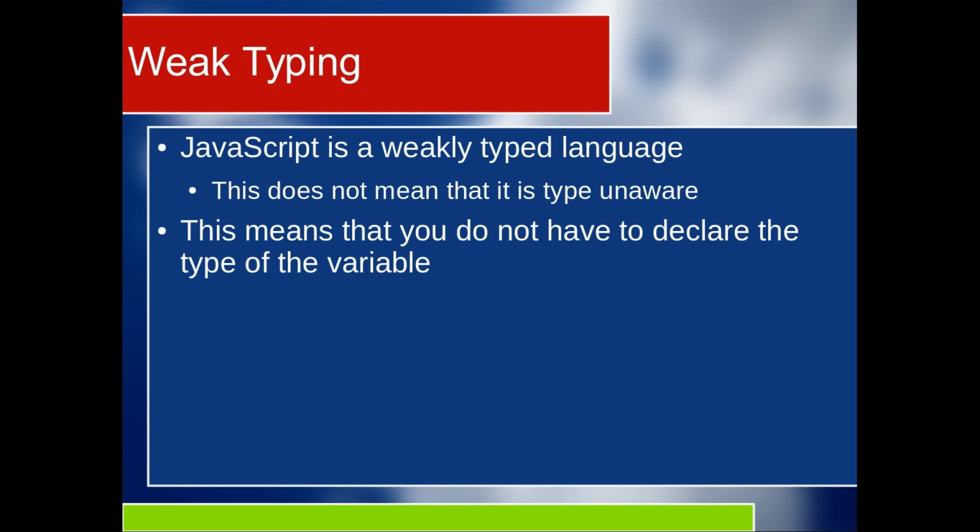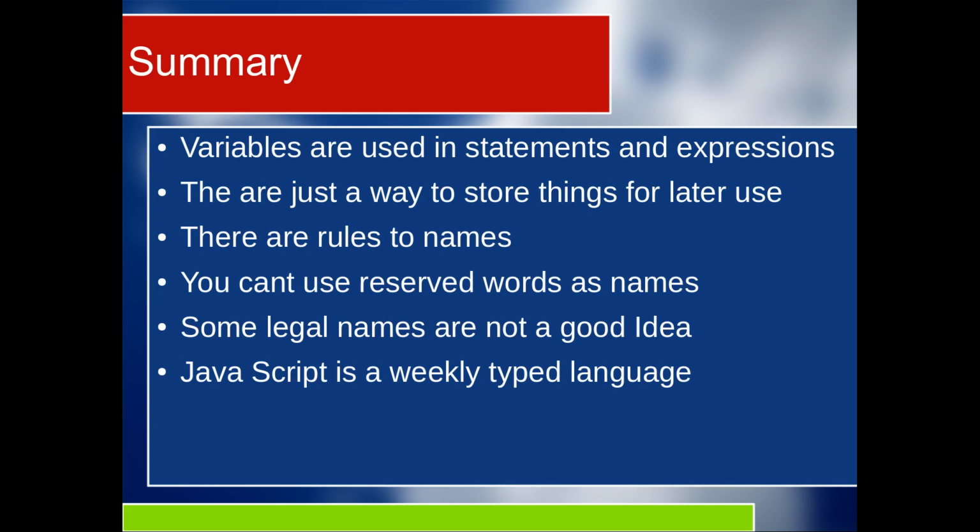Variables are used in statements and expressions. They're just a way to store things for later use. There are rules to naming variables, and you can't use reserved words as names. Some legal names are not a good idea. JavaScript is a weakly typed language. On the next video, we're going to get into data types in a great deal of detail. It's going to be a little bit longer, and we're going to get down in the weeds a little more.